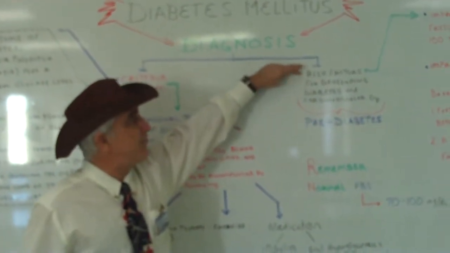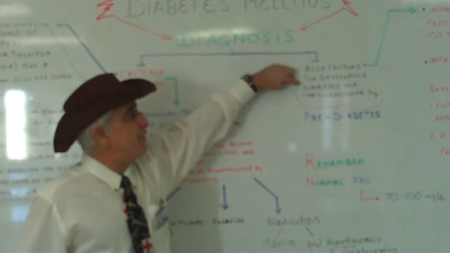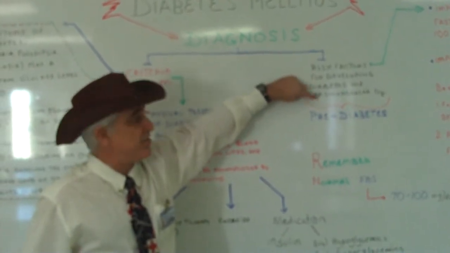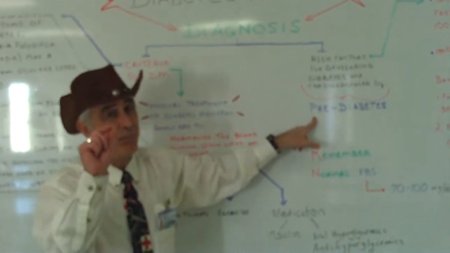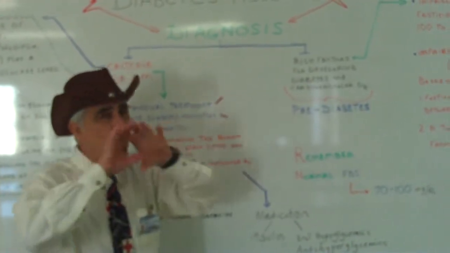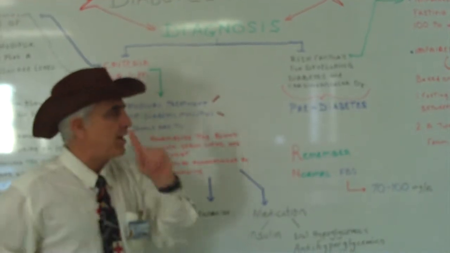Risk factors for developing diabetes and cardiovascular disease. It's going to be pre-diabetes. That's the key. Pre-diabetes. A whole thing to think about. All right, pre-diabetes.